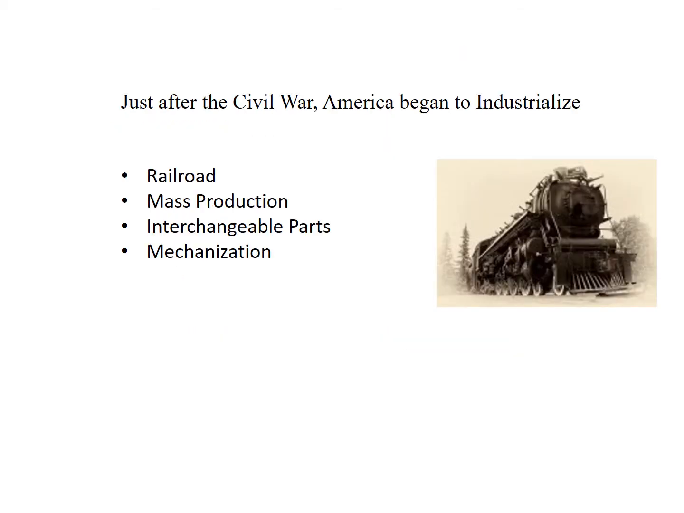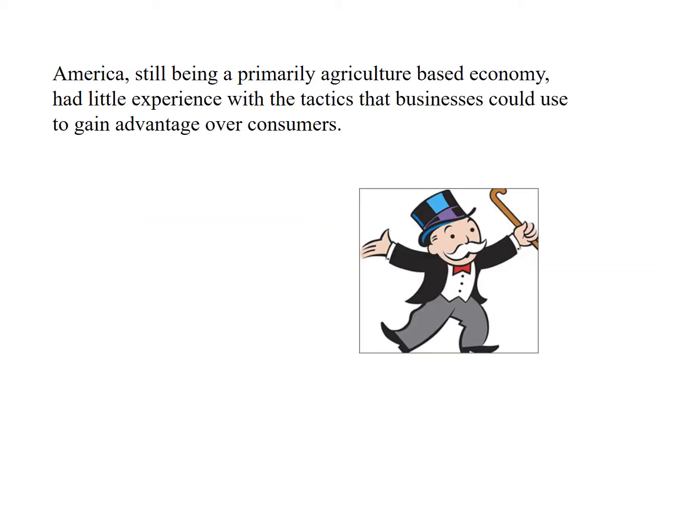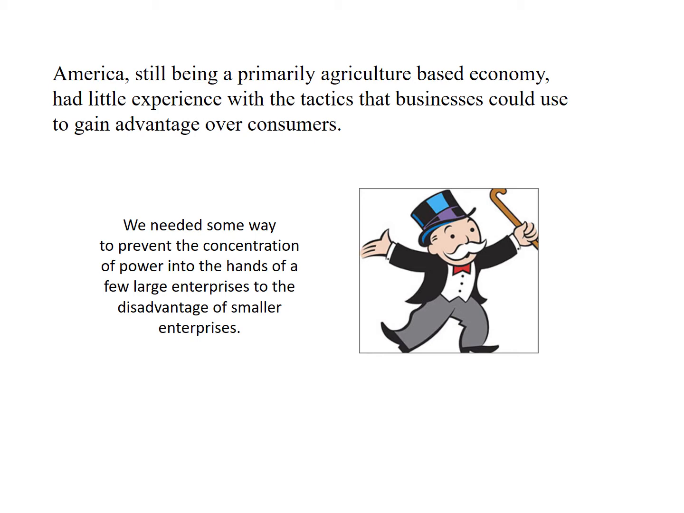Just after the Civil War, America began to industrialize with significant economic changes, such as the emergence of the railroad, mass production, the use of interchangeable parts and mechanization. America, still being a primarily agriculture-based economy, had little experience with the tactics that businesses could use to gain advantage over consumers. The economy needed some way to prevent the concentration of power into the hands of a few large enterprises and the elimination of competition to the disadvantage of smaller enterprises and, of course, to the consumer.